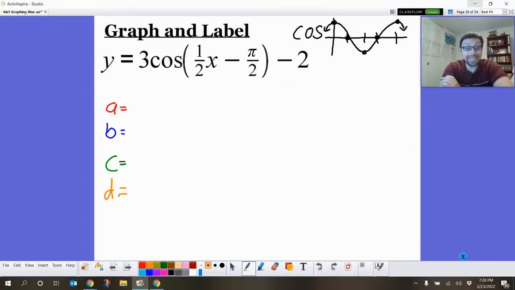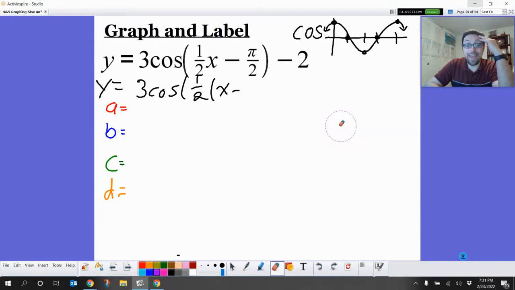In this example, I can see that B and C are not behaving each other. They're kind of intermixing, and I don't really like that. So we've got to factor that out. So we get y equals 3 cosine. Factor out that 1/2.